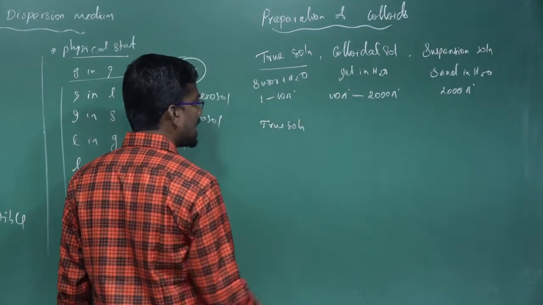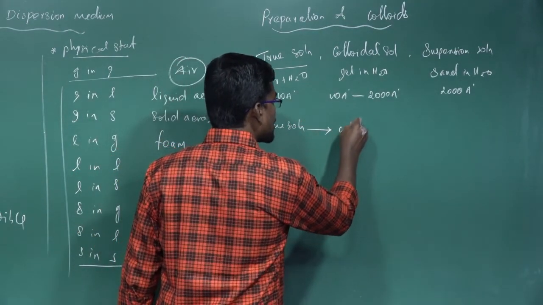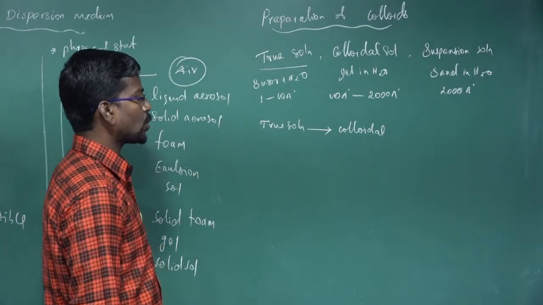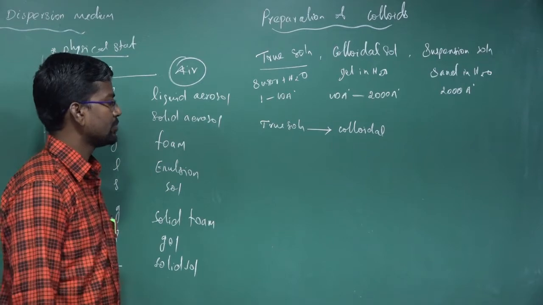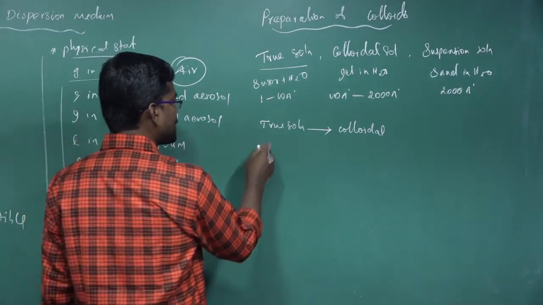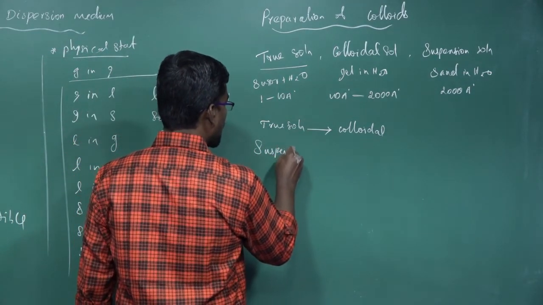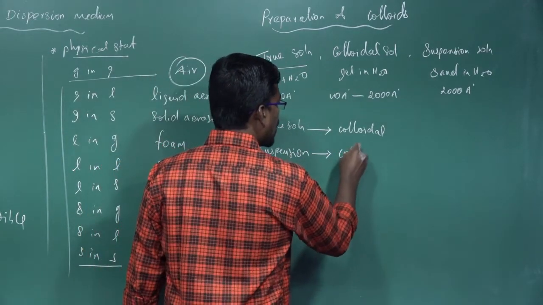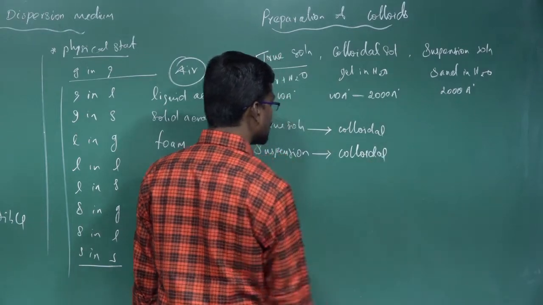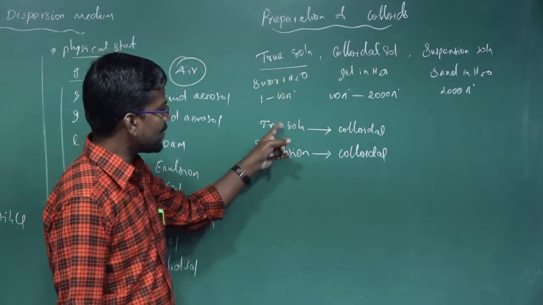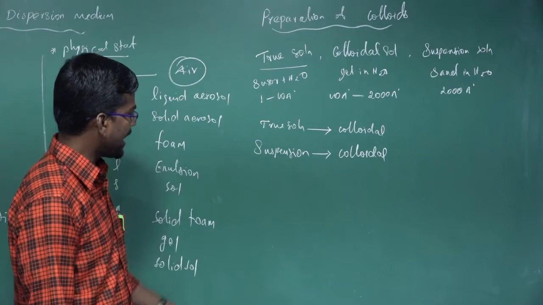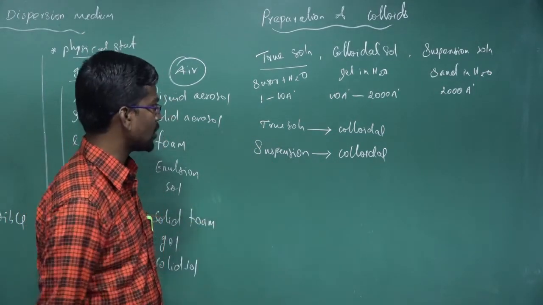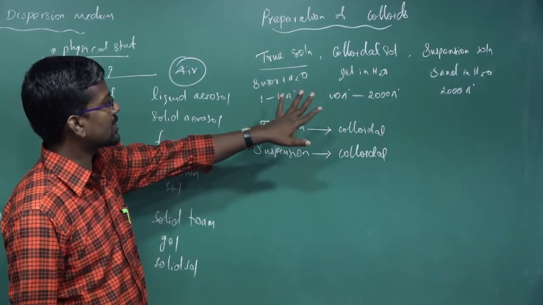A true solution can be converted into a colloidal solution, or colloidal dispersion, in one way. Another one, a suspension solution containing dispersed particles, can also be converted into a colloidal solution. So a true solution can be converted to a colloidal solution one way, and a suspension can be converted into a colloidal dispersion another way. Two methods are there for the preparation of colloidal substances.